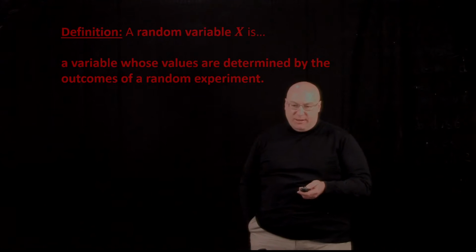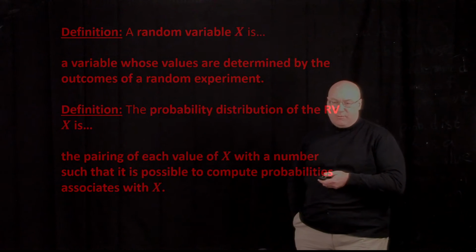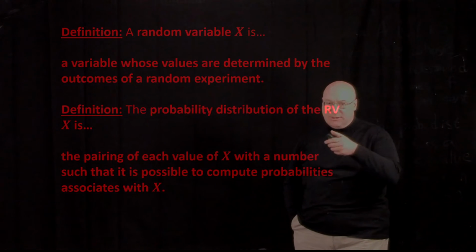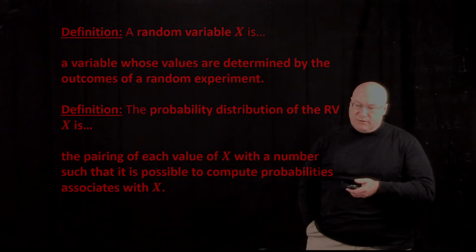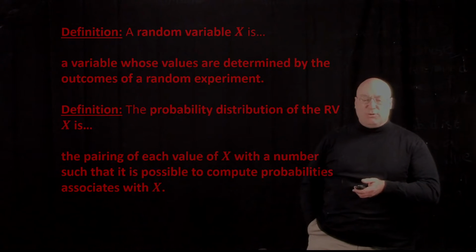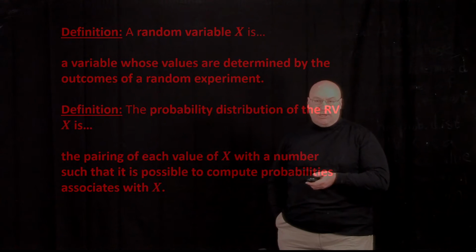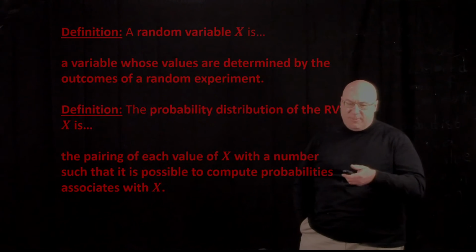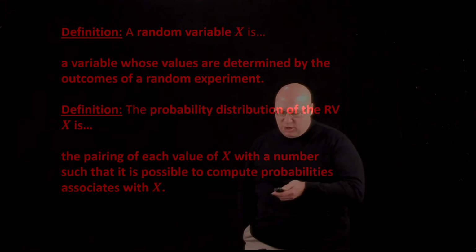All right, immediately we need to get to the probability distribution of the random variable X. And of course you need to pause and fill all this in, right? The probability distribution of the random variable X is the pairing of each value of X with a number such that it is possible to compute probabilities associated with X. And that's maybe a little complicated sentence. The examples we do will make it real simple. In fact, we're going to go right to an example.